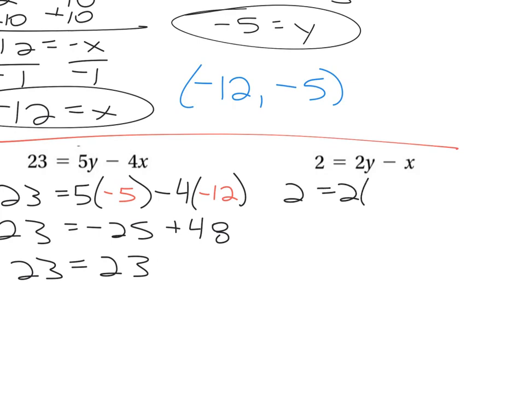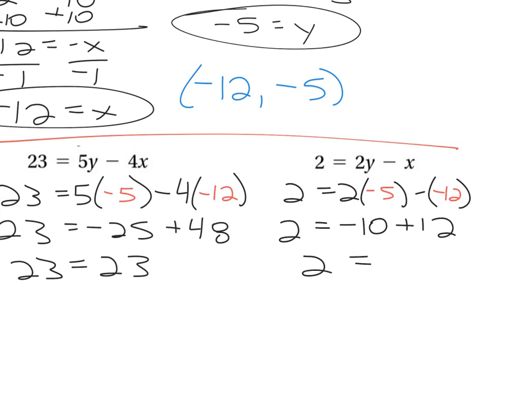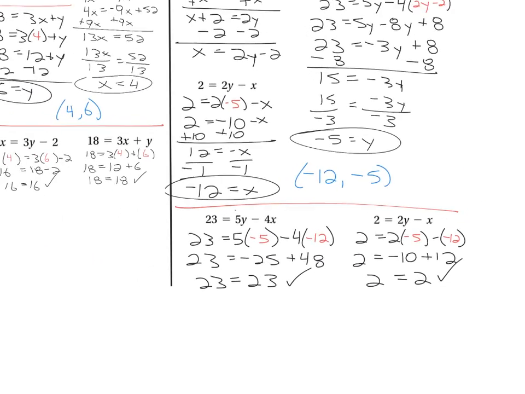2 equals 2 times (y minus x). And what do we got? For y, we've got -5. For x, we've got -12. And we get 2 equals 2 times (-5 minus -12), so 2 equals -10. Negative of -12 is +12. So we get 2 equals -10 plus 12, which is 2. And both of these check. They worked out. That means that our proof was correct.